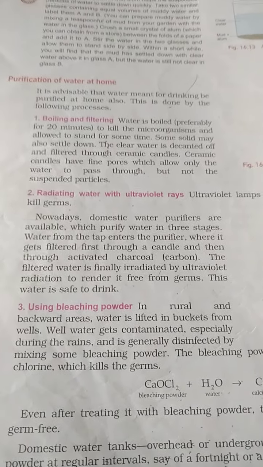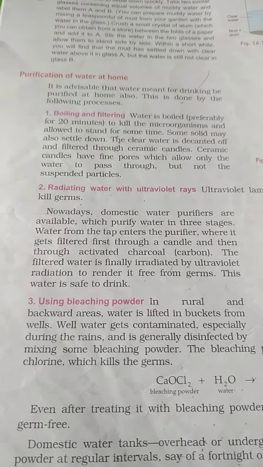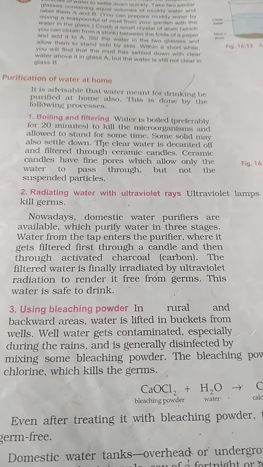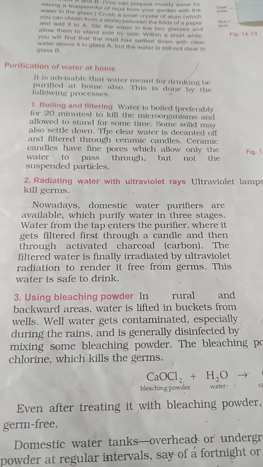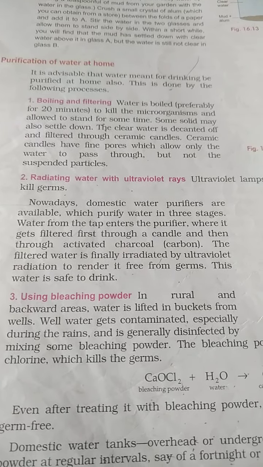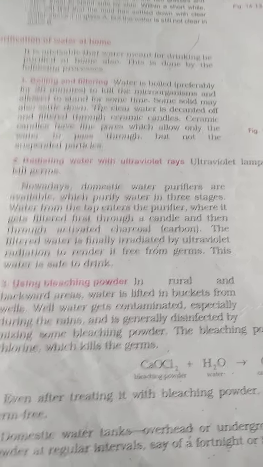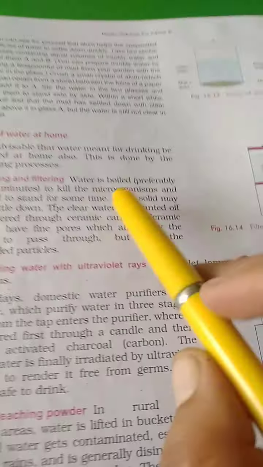So, today we will do how to purify water at home. There are three methods by which we can purify water at home: boiling and filtering, radiating water with UV rays, and using bleaching powder. Now, first is boiling and filtering.